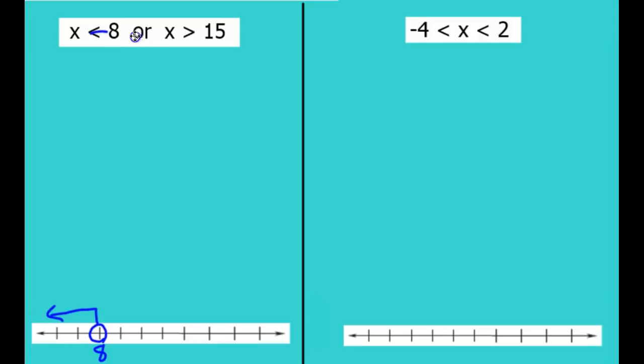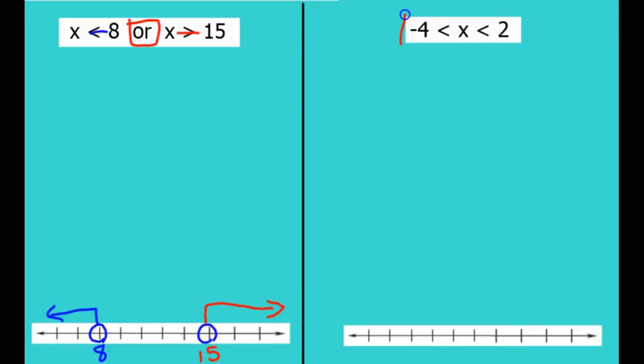This is an OR inequality, so we know we're going to have two arrows pointing different directions. Then we have an open circle of 15, and our arrow here is pointing to the right, so we draw an arrow to the right. So two open circles, but they're pointing opposite directions, just like our OR says.